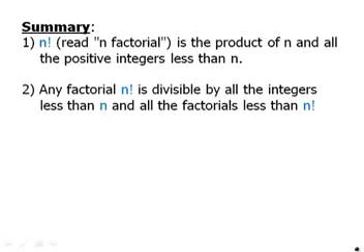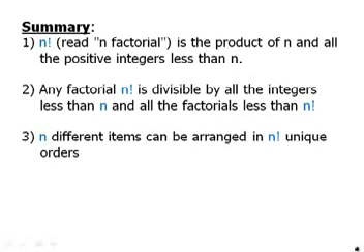Any factorial is divisible by all the integers less than n and all the factorials less than n. So for example, 30 factorial has to be divisible by every number less than 30. It also has to be divisible by every factorial less than 30. And n different items can be arranged in n factorial unique orders. That's the beginning of the use of the idea of factorials in combinatorics. And again, we're going to be using it quite extensively in the upcoming lessons.